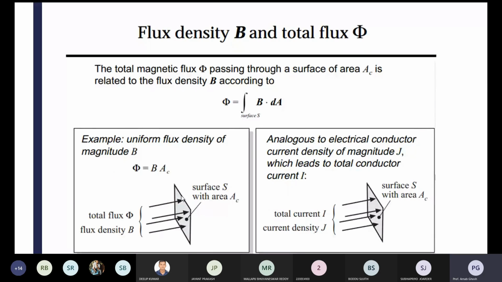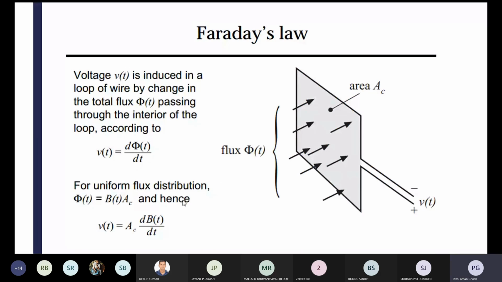Then you know Faraday's law. Lines of force are passing through the conductor, cutting it, so a potential, a voltage, is induced. EMF is induced in the path if the lines of force or flux are cutting through that path. So the voltage V is induced in a loop of wire by a change in the total flux phi t in the interior of the loop. According to Faraday's expression, v(t) equals d phi t by dt.